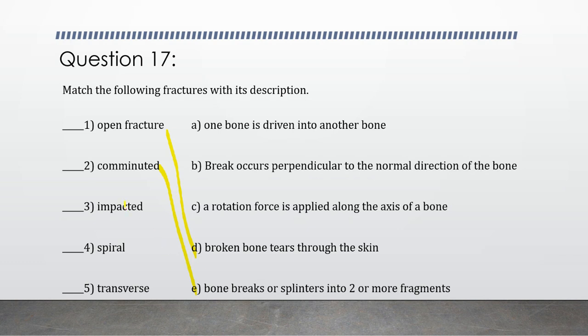Impacted is when you have compression and the bones kind of drive into each other. The spiral is due to a twisting action or a rotation force. And then transverse is when it goes across, perpendicular to the bone.